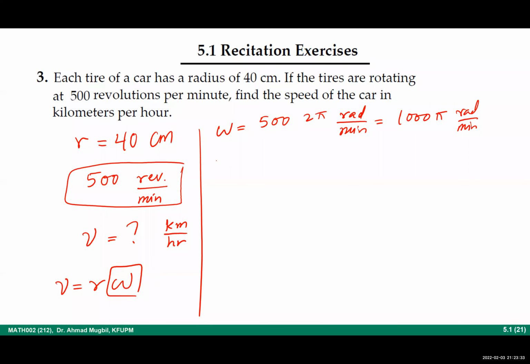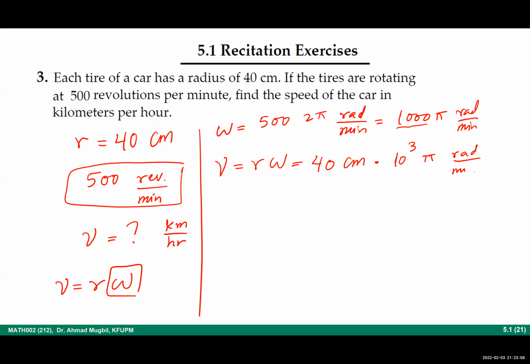Now we want the linear speed, which will be r times omega. What is r? R is 40 centimeters multiplied by this. We can write this as 10 to the power 3 pi. Don't forget pi. Many of you forget pi. So let's write pi here in a clear way to avoid forgetting it.